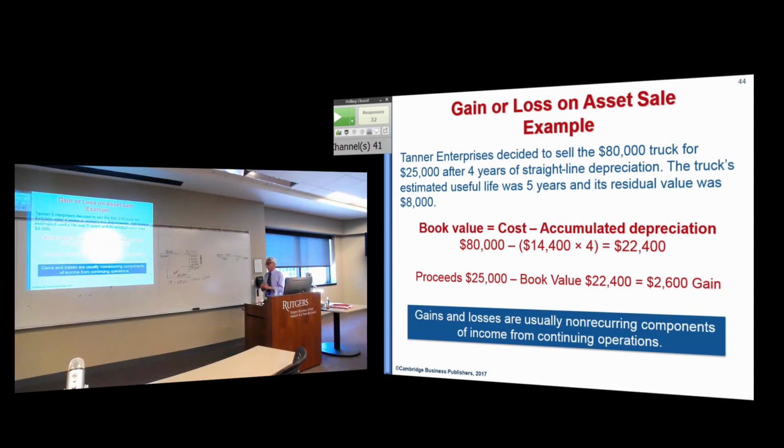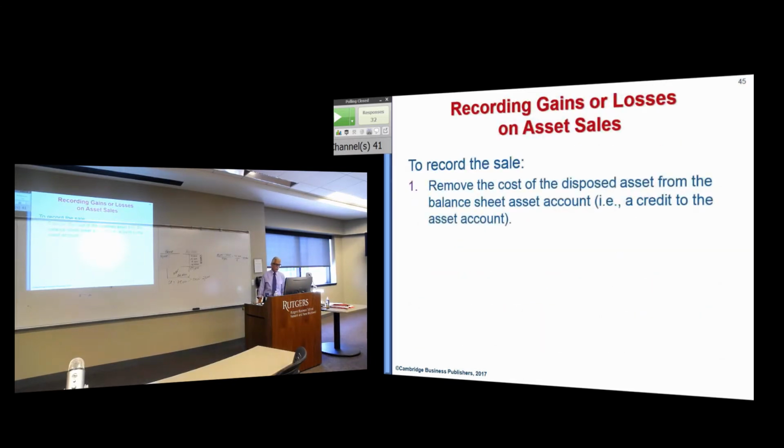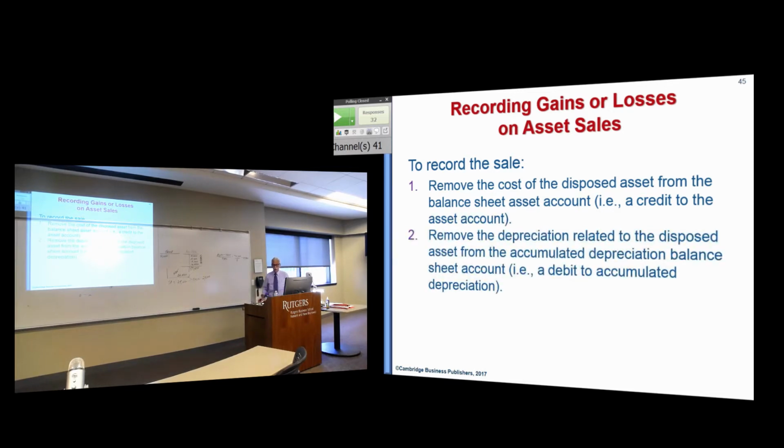That gain goes on the income statement. It's part of continuing operations, probably not part of operating income, but it's part of your continuing operations. Now, in making the journal entry, however, that's just a calculation, you have to remove the cost and the accumulated, you have to remove the net book value. So the first step in the debit and credit is you have to remove the book value. You have to remove the cost and you have to remove the accumulated.